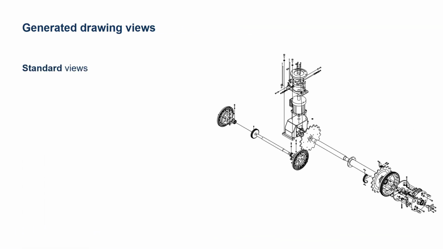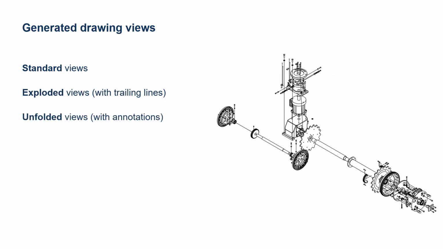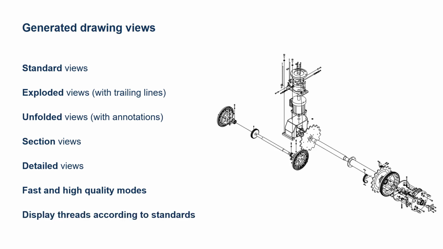Speaking of which, BricsCAD has a very powerful toolset to create both standard and special views, such as exploded views and unfolded views. Of course, you can create section views and detailed views. Now we have a fast or draft quality mode and a high quality mode, so you can choose between getting a precise result or getting a result quickly. And also, as Dmitry already mentioned, we now support display of threaded parts, such as bolts, rods, nuts, holes, up to the drawing standards.